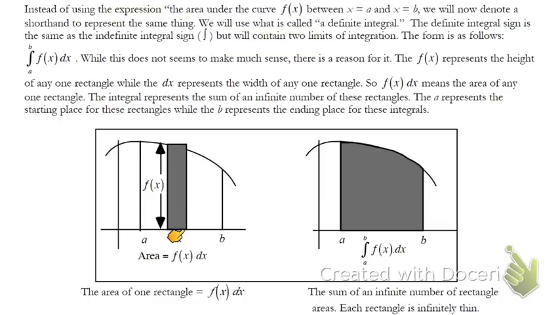And so if you multiply the width of the rectangle by the height of the rectangle, you get f of x times dx, which ends up being the area of the rectangle. And what the integral does after that is that the integral adds them all together. So it takes these infinite number of rectangles, finds the area of every single one, and then adds all of them together. And then A always represents the starting place, and B always represents the ending place.